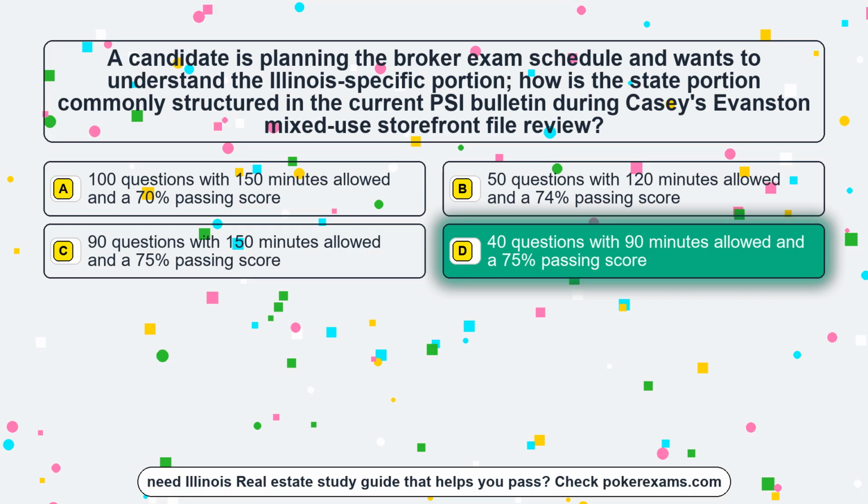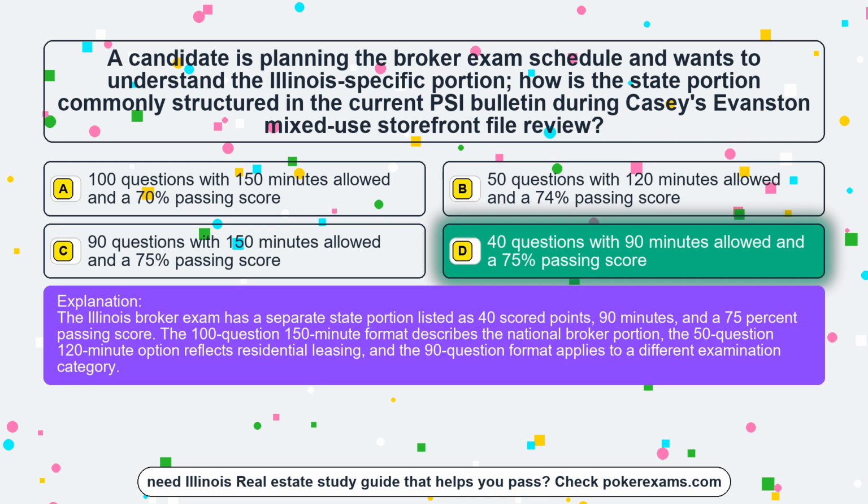The correct answer is option D, 40 questions with 90 minutes allowed and a 75% passing score. The Illinois broker exam has a separate state portion listed as 40 scored points, 90 minutes, and a 75% passing score. The 100-question 150-minute format describes the national broker portion. The 50-question 120-minute option reflects residential leasing, and the 90-question format applies to a different examination category.